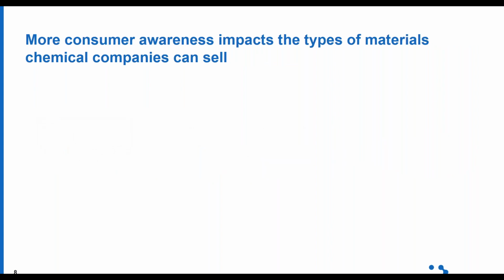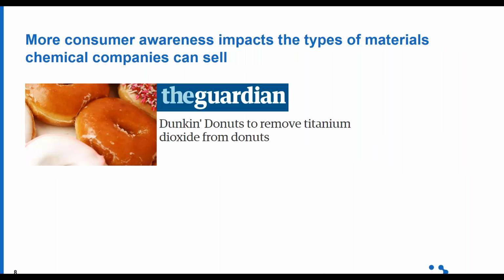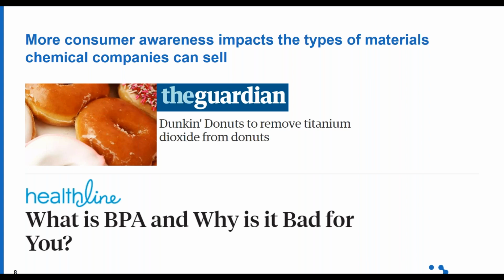Third, we're really seeing consumers become very aware of the types of materials and chemicals that are in the products around them and in what they're consuming. One example that hits close to home to my Boston-based colleagues is that Dunkin' Donuts had to remove the titanium dioxide from the powdered sugar in their donuts. Similarly, headlines like "What is BPA and why is it bad for you?" really drive home the perception of chemicals in the broader public. So this creates a risk that you may have to change what you're selling or what you're manufacturing, or what you're putting in your product.